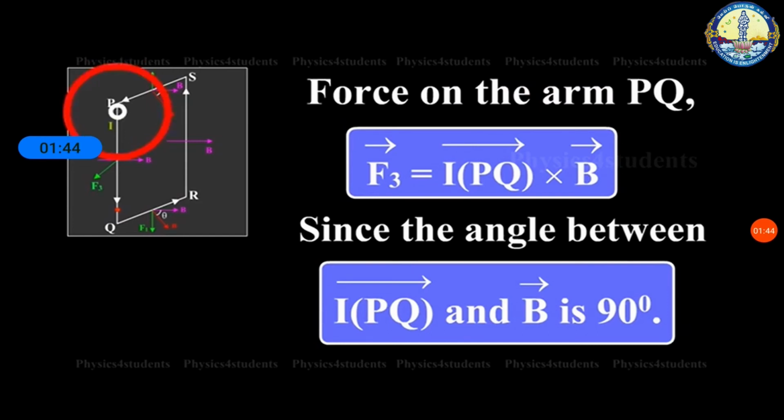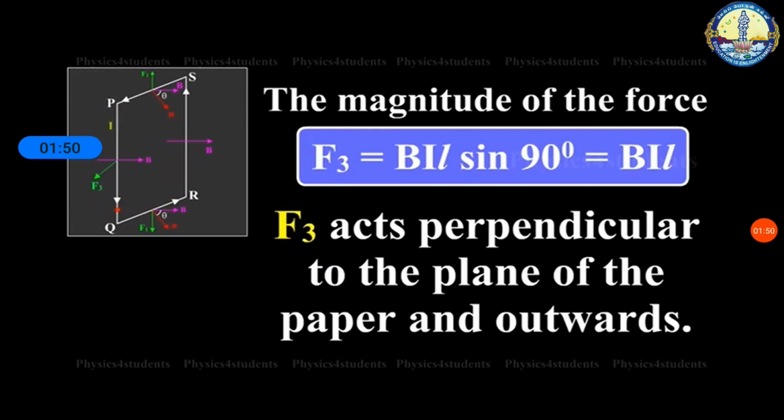Since the angle between vector I into PQ and vector B is 90 degrees, the magnitude of the force F3 is equal to BIL sine 90 degrees, which is equal to BIL. F3 acts perpendicular to the plane of the paper and outwards.